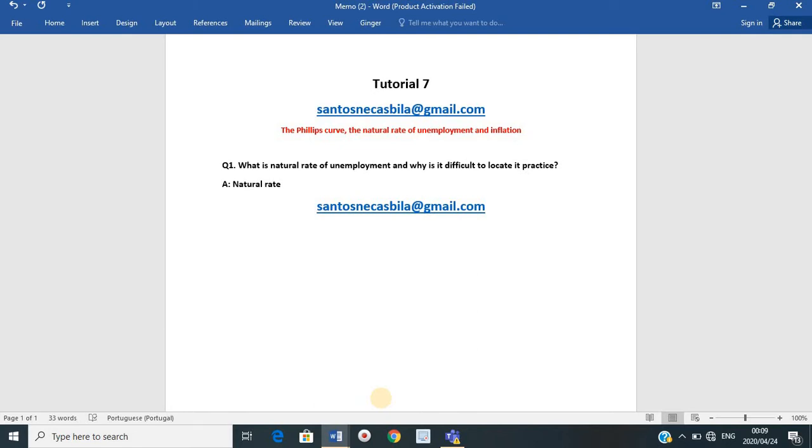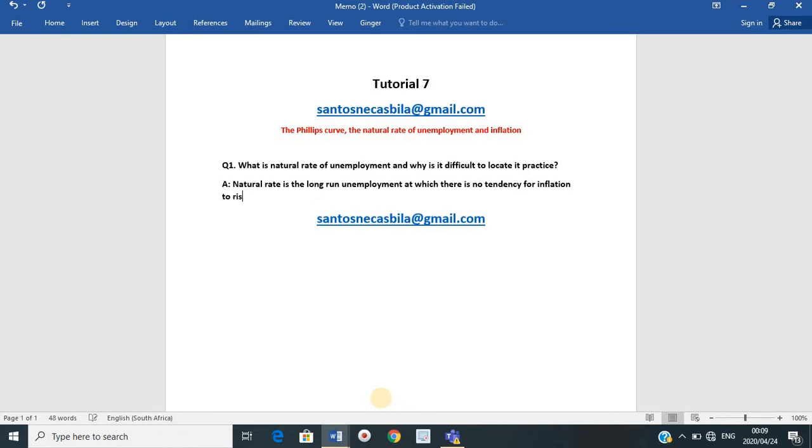Natural rate of unemployment in this case is the long run unemployment at which there is no tendency for inflation to rise or fall.